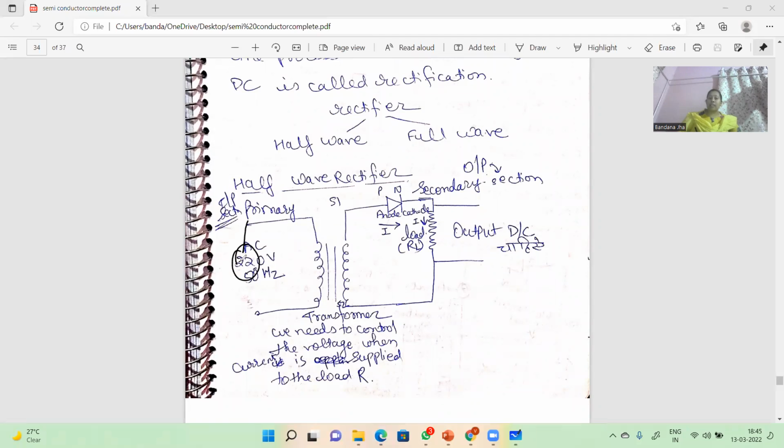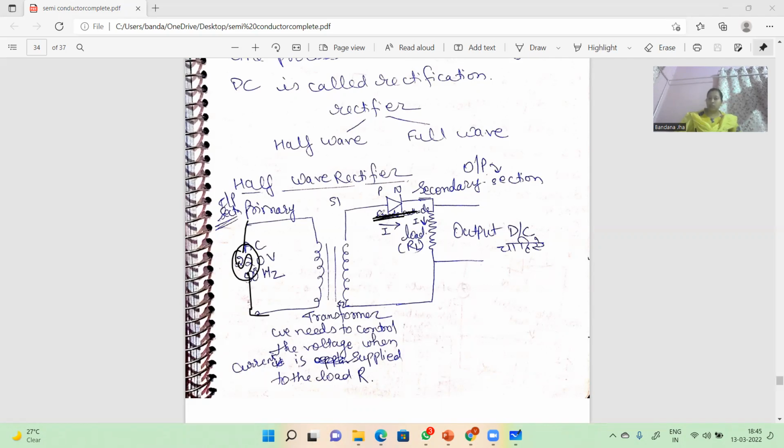If this is my AC supply, and we know everywhere we are using what? Transformer. Why? Because our AC supply is how much? Maybe 240, maybe 300 volt. Correct? But our mobile phone needs what? Only 10 volt. So we have to do what? Step down transformer. Correct? That we have already studied in term 1. So there will be a transformer. Why are we using the transformer? Understood?